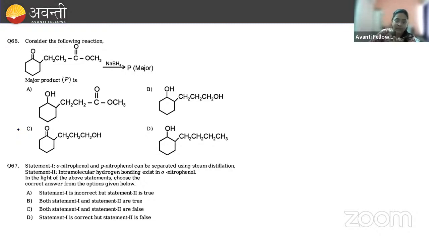Consider the following reaction. NaBH4 will give a major product. What will be the major product here? A, B, C, D. NaBH4 is what? A reducing agent. It is going to reduce the carbonyl groups. There are two types of carbonyl groups present here. One is an ester and another one is a keto group. So which will get reduced by NaBH4? Do you know this? Any answers? You're going to tell me what you have marked in the exam.